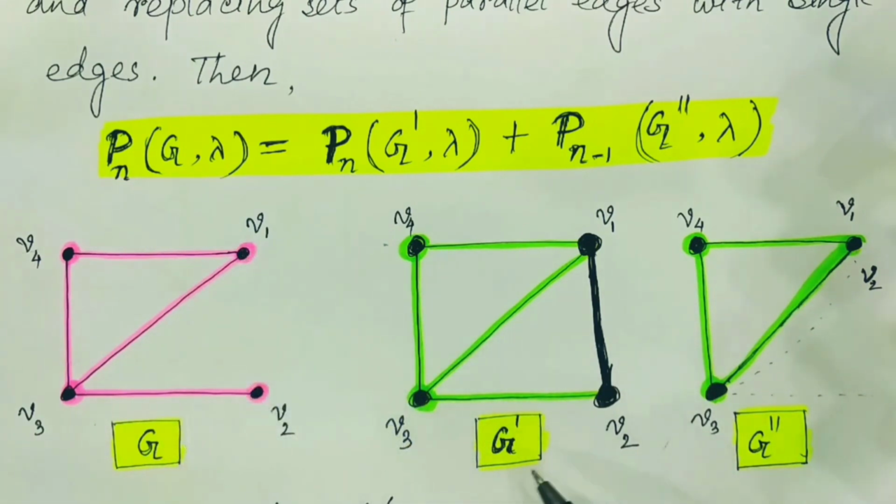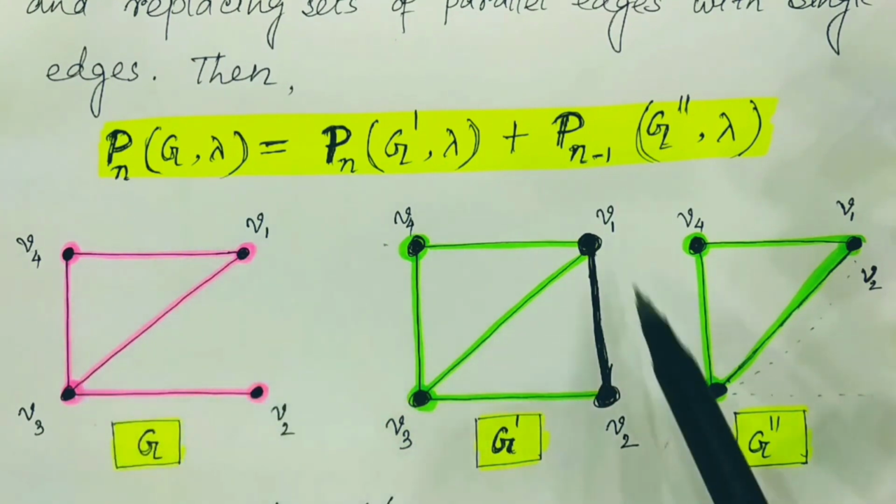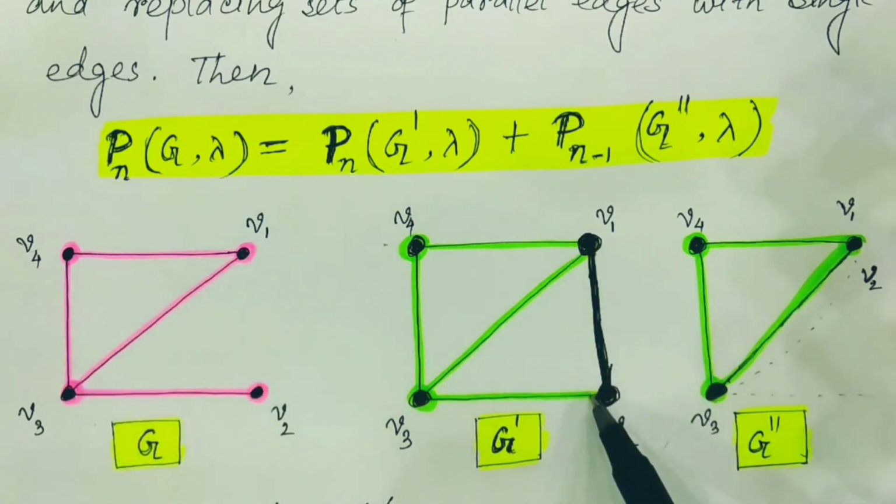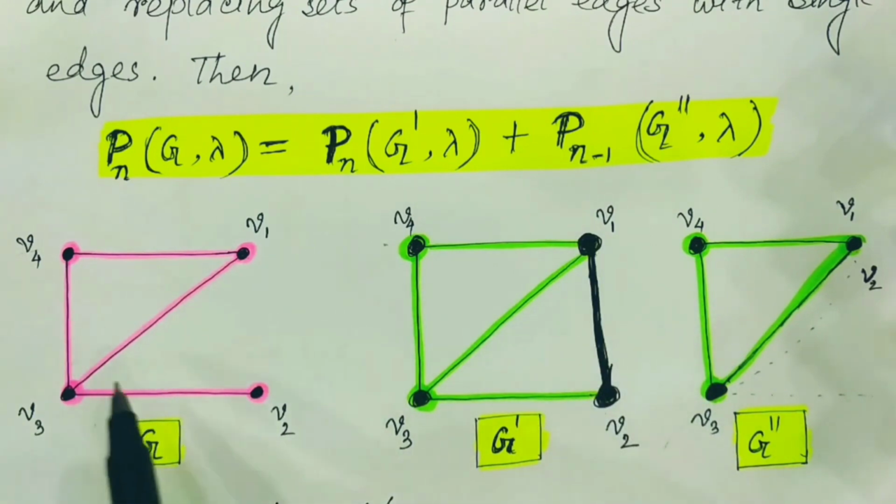This one is called G dash. How to create this one? The same graph, only this edge between these two should be added because it is not present in the given graph. So in this way we create G dash.